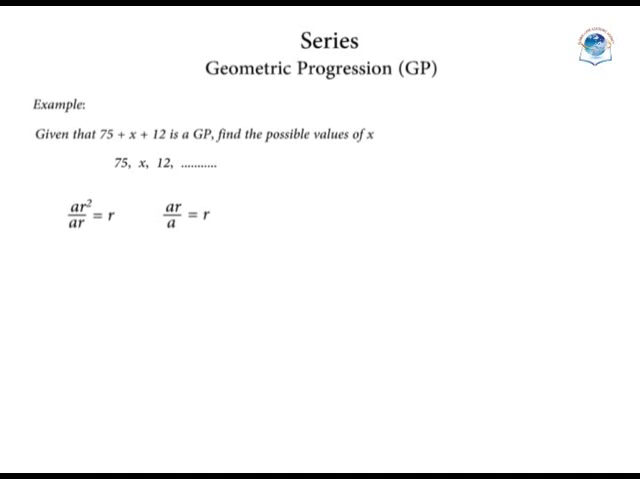It therefore means that AR over A should be equal to AR squared over AR, because both of them are equal to R. In that case, we can say that x over 75 is equal to R, and also 12 over x is equal to R. That means that x over 75 should be equal to 12 over x. Cross multiplication, x squared is 900 and x is plus or minus 30.